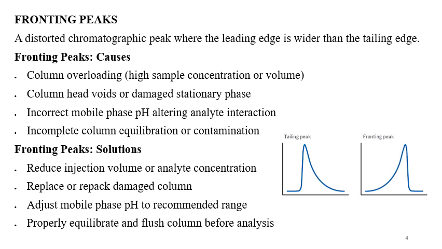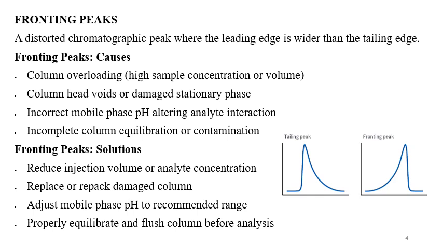Then fronting. There are two types of problems, fronting and tailing. Fronting means a distorted chromatographic peak where the leading edge is wider than the trailing edge. So fronting is the opposite of tailing. Fronting peak causes include column overloading. If your column is overloaded with the sample, because of the concentration of the sample, it may lead to peak fronting. Column head voids or damaged stationary phase.